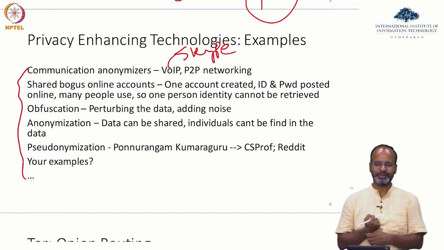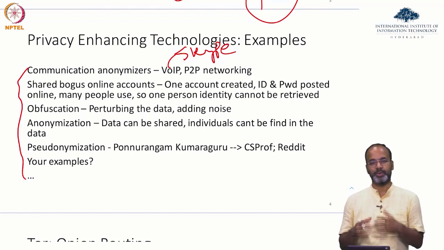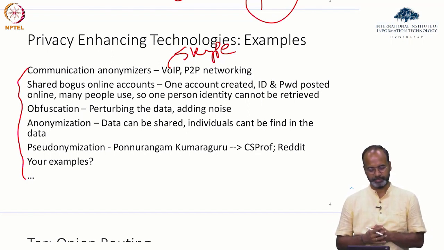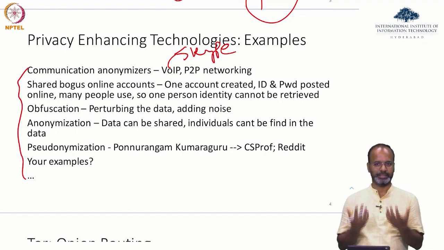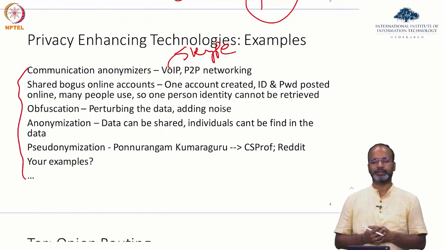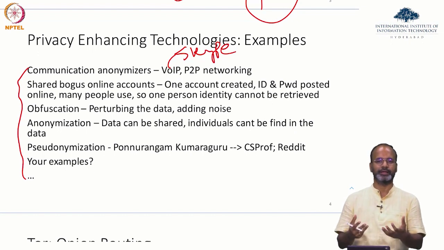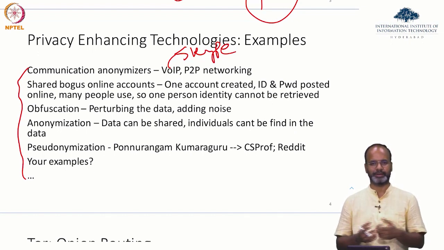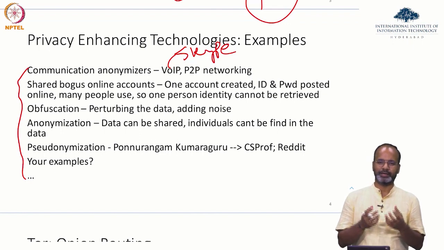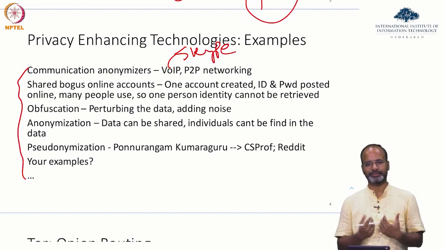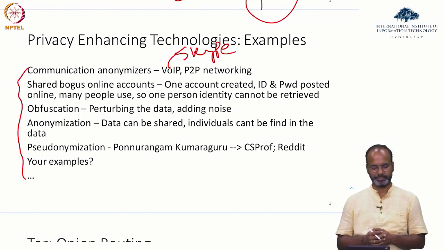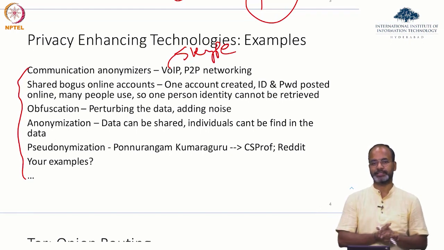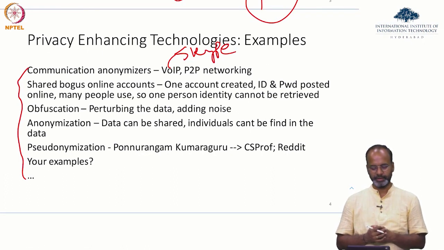Anonymization. We'll look at anonymization techniques later in the semester, at different techniques for how anonymization can be done. But for now, take the example of a healthcare provider, a hospital sharing data with a data analytics company, where the analytics company can do some analysis and give the results back to the hospital. That is a good example of anonymization. Data can be shared, but individuals can't be found. Whether I am in the data set or not, it's impossible to find. That's the idea of anonymization.